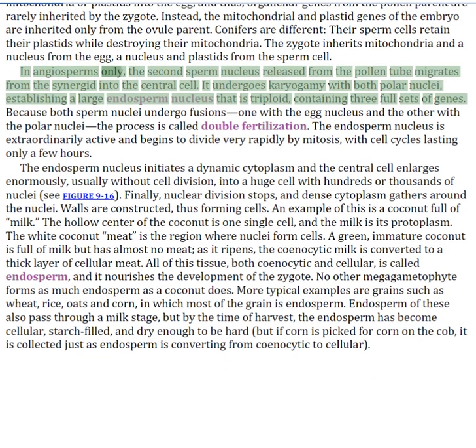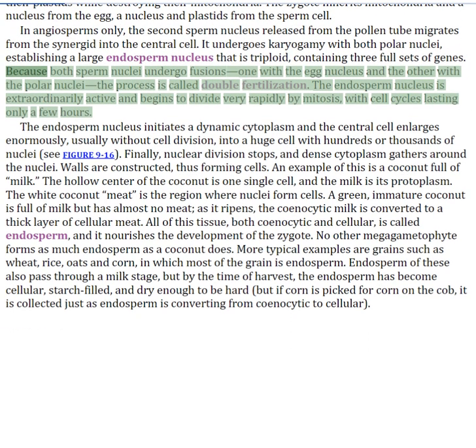In angiosperms only, the second sperm nucleus released from the pollen tube migrates from the synergid into the central cell. It undergoes karyogamy with both polar nuclei, establishing a large endosperm nucleus that is triploid, containing 3 full sets of genes. Because both sperm nuclei undergo fusions, one with the egg nucleus and the other with the polar nuclei, the process is called double fertilization.